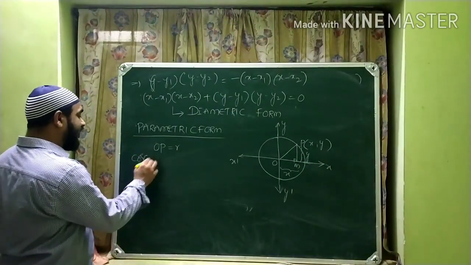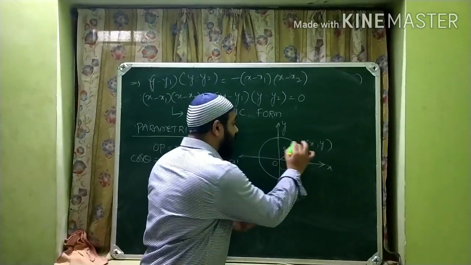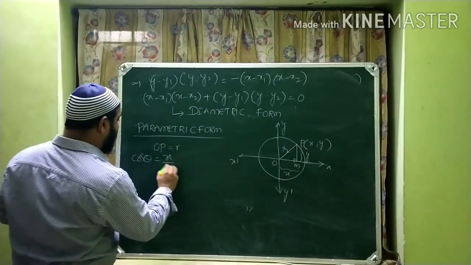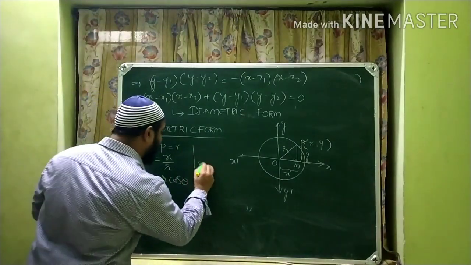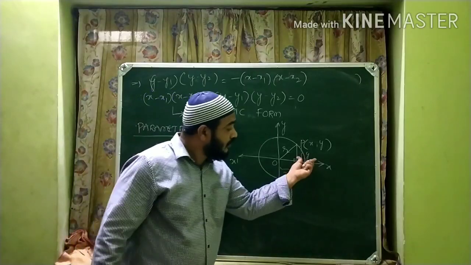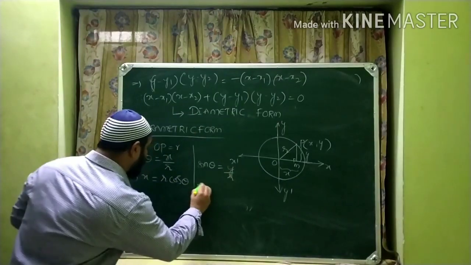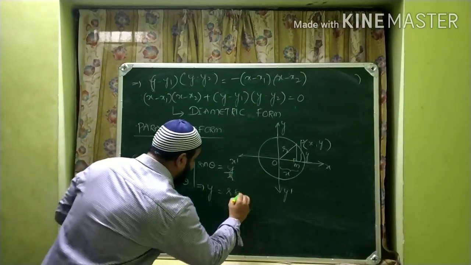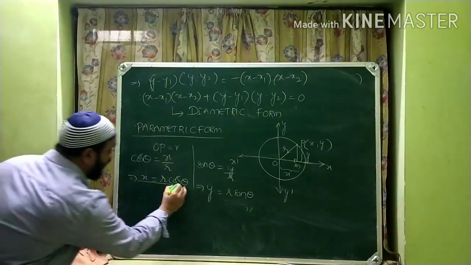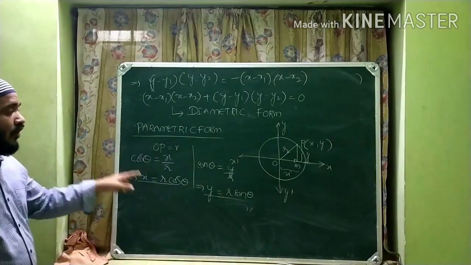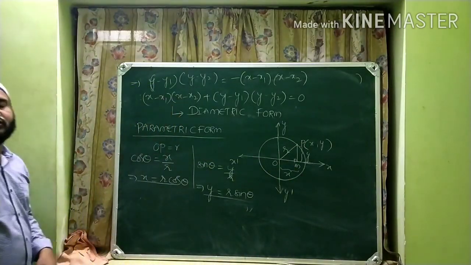So what is cos theta here then? Can you please tell me what is cos theta? Adjacent side by hypotenuse, x by r. So this is x equals to r cos theta. Similarly, what is sin theta here? Yes, opposite side by hypotenuse, y by r. So from this, y is equals to r sin theta. Therefore, x equals to r cos theta and y equals to r sin theta are the parametric equations of a circle x square plus y square equals to r square.